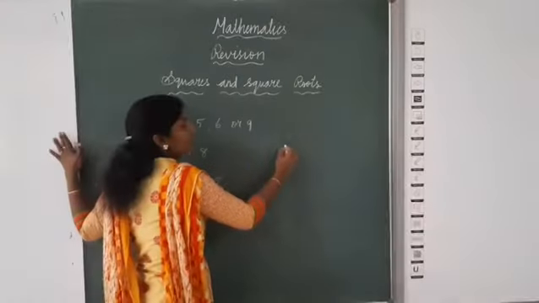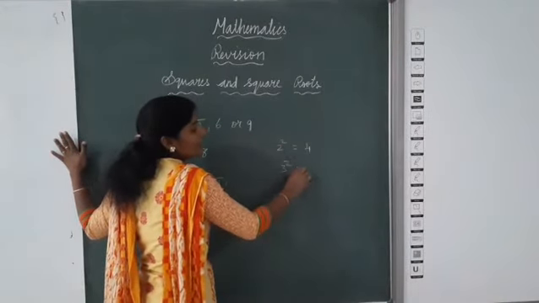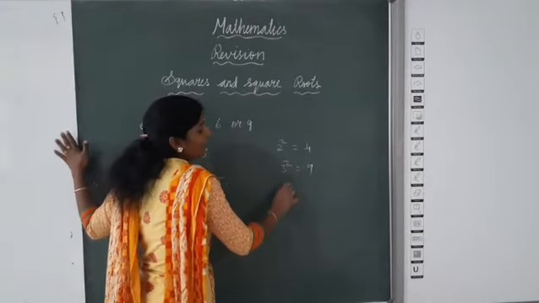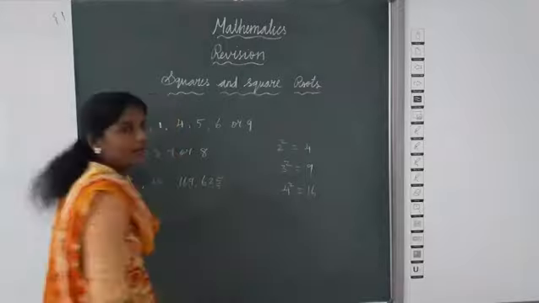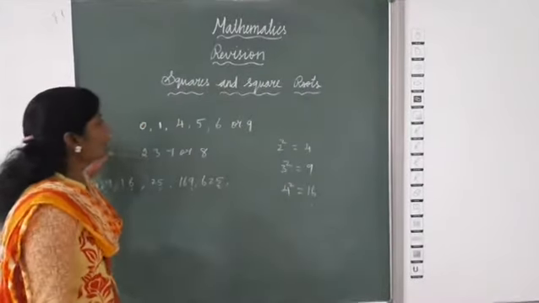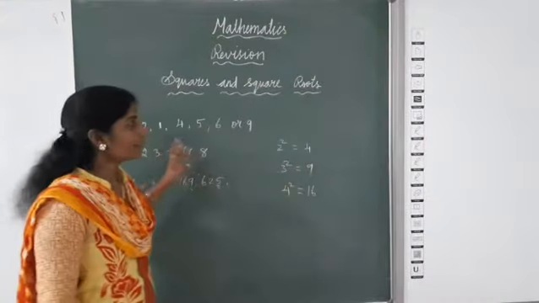Square means, now here it says 2 square. 2 square means 2 twos are 4. 3 square means 3 threes are 9. 4 square, 4 fours are 16, etc. Clear? These are called square numbers. 1 square means 1. Clear?